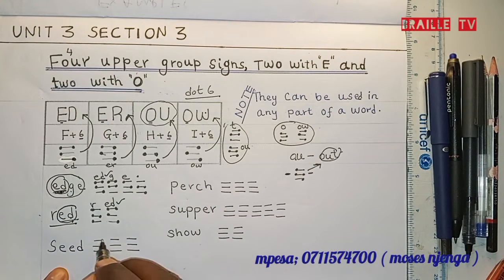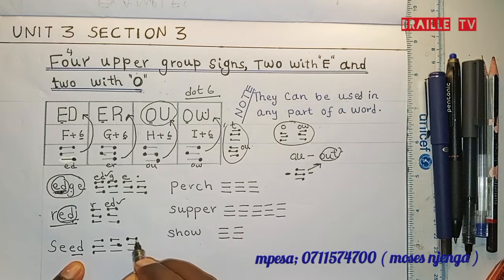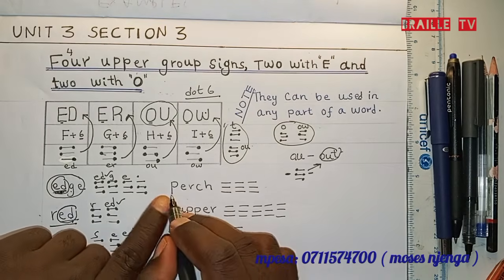Again, seed, you write S, E, and then you contract ED here. So ED, it is F plus dot 6, right? So this S, E, and then ED, the word seed. Very clear. Now, the word patch.